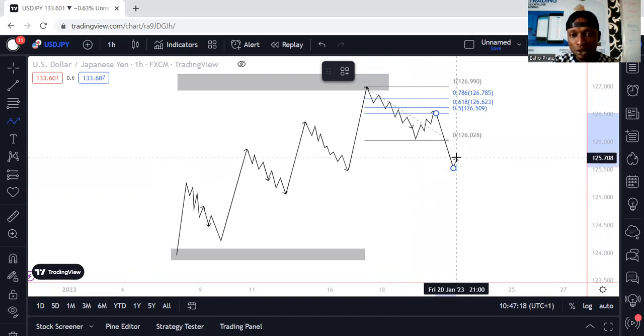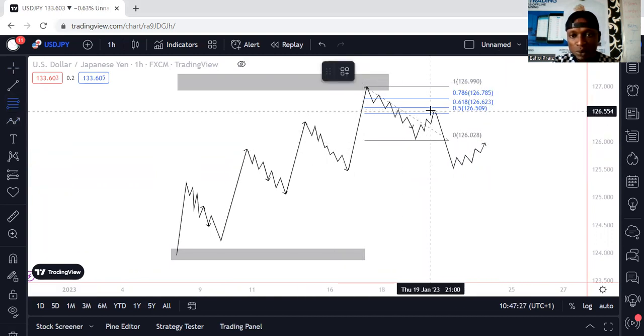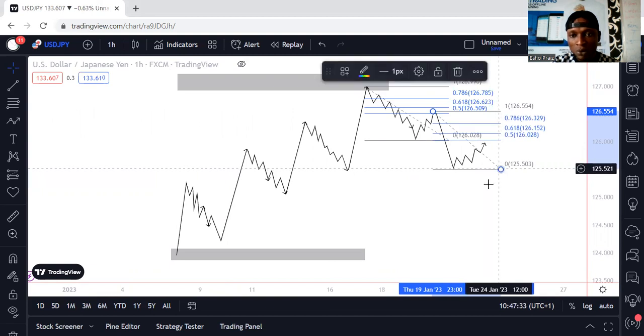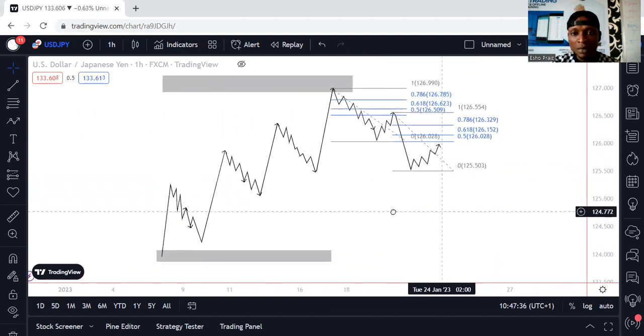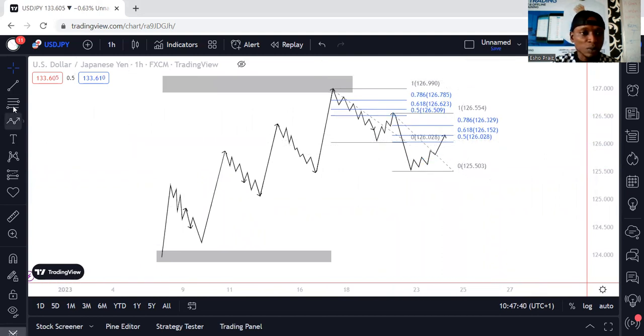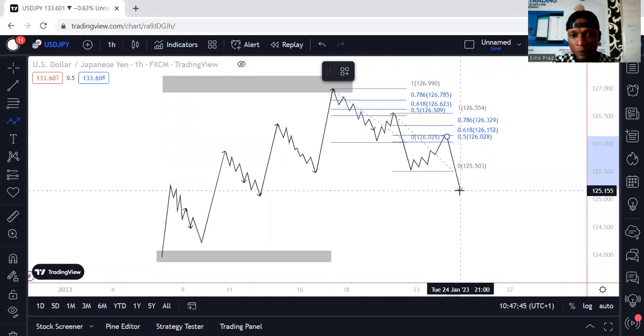So the market starts pushing up again. As the market is pushing up, bring out your Fibonacci retracement tool. Measure from this swing high to this swing low. You understand what I'm saying now? So the market gets to this 0.618 and starts falling again. As the market falls again, it starts making a rejection to the upside again.